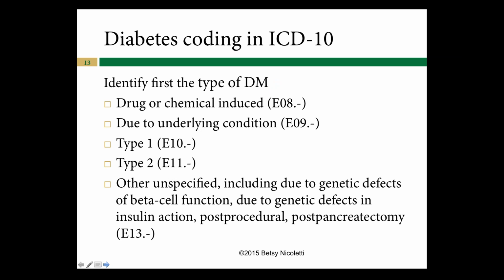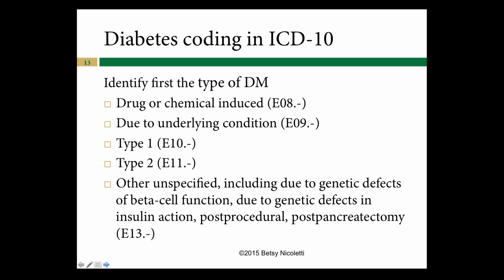Okay, so let's take a look at diabetes coding in ICD-10. So when we're coding for diabetes, the first thing we do is identify the type of diabetes, just like we do in ICD-9, but they've given us a few other choices of types. Is it drug or chemical induced, due to an underlying condition, or the more typical and familiar type 1 or type 2, or other unspecified type, which is listed on the bottom there. So first we identify the type of diabetes. And type 1 is E10 and type 2 is E11.